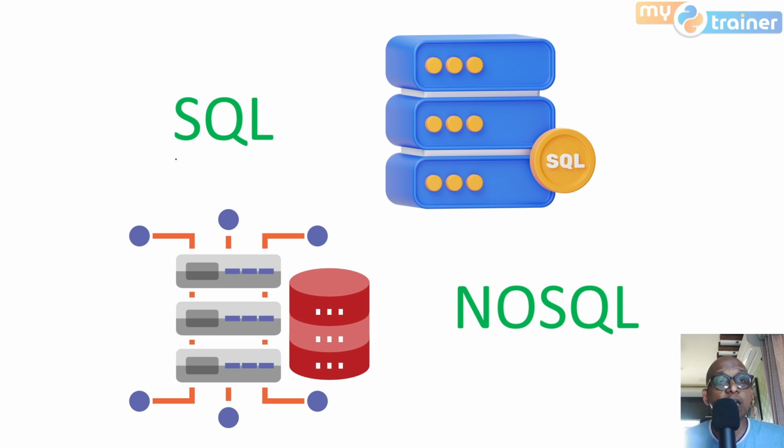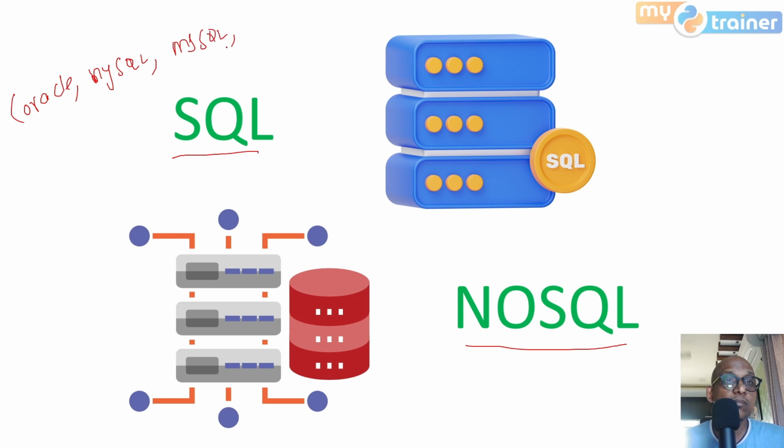Basically, there are two types of databases. We have SQL and NoSQL. Examples of the SQL databases are Oracle, MySQL, MS SQL, PostgreSQL, etc. Many examples are there.